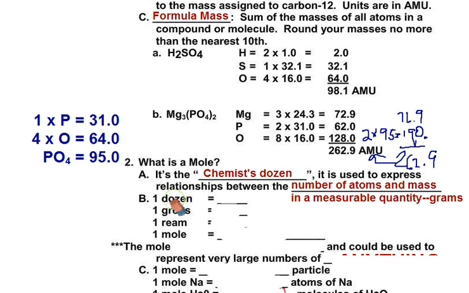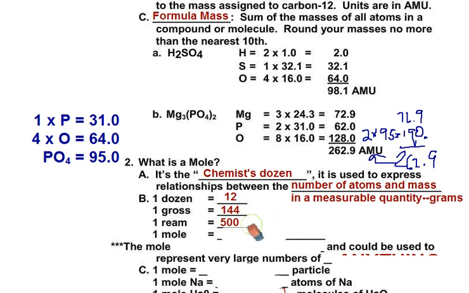The mole is just another number, okay? So we have other words that mean numbers. A dozen means 12, and a gross is a dozen dozen, so that's 12 times 12, which is 144. There's a ream, which is primarily used for paper, but I have heard it used for other things, and that would be 500.